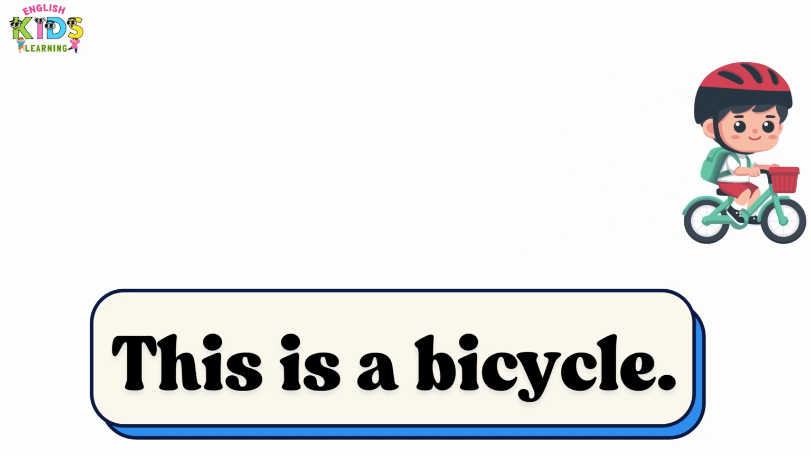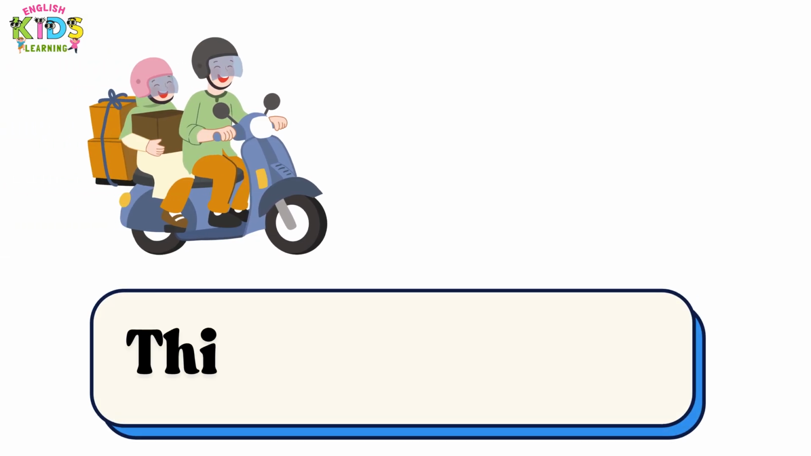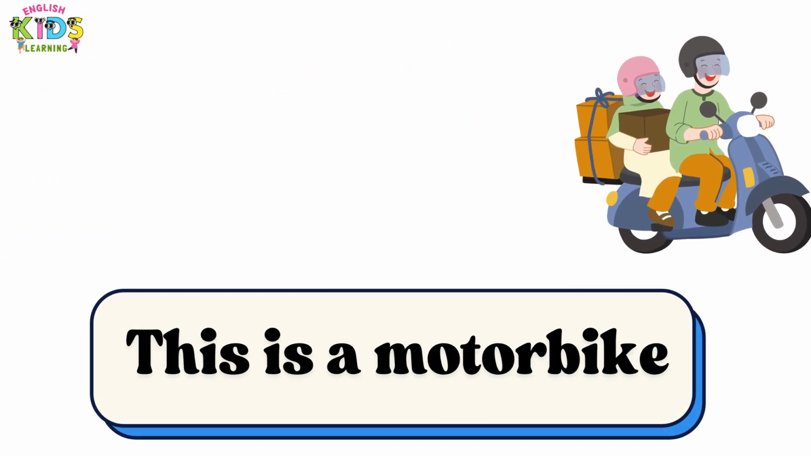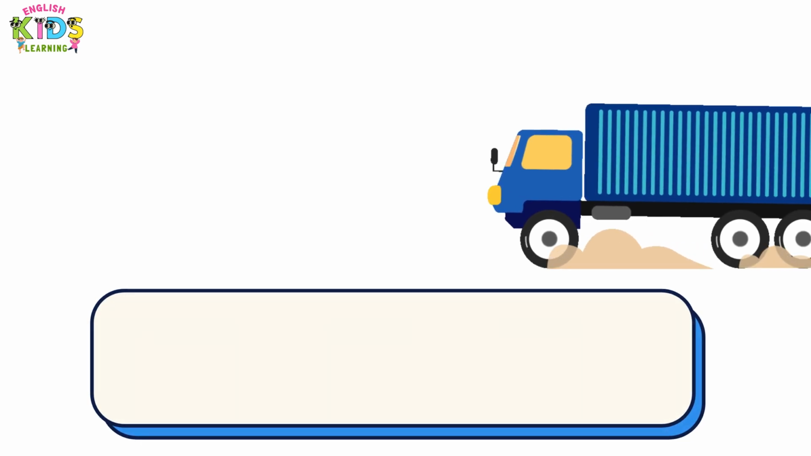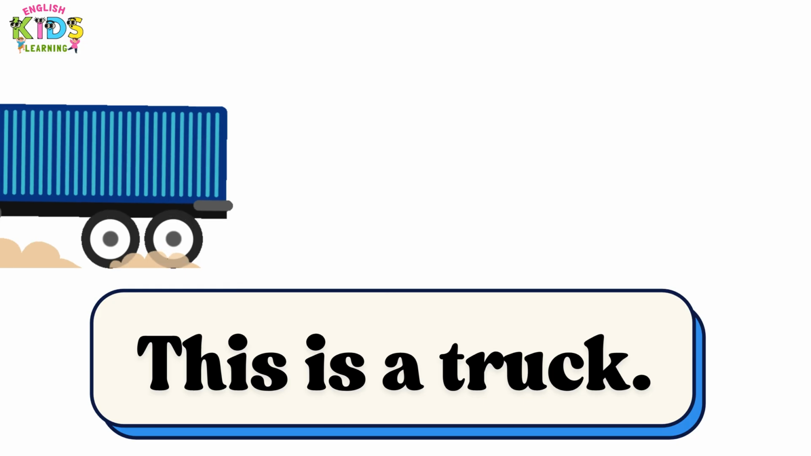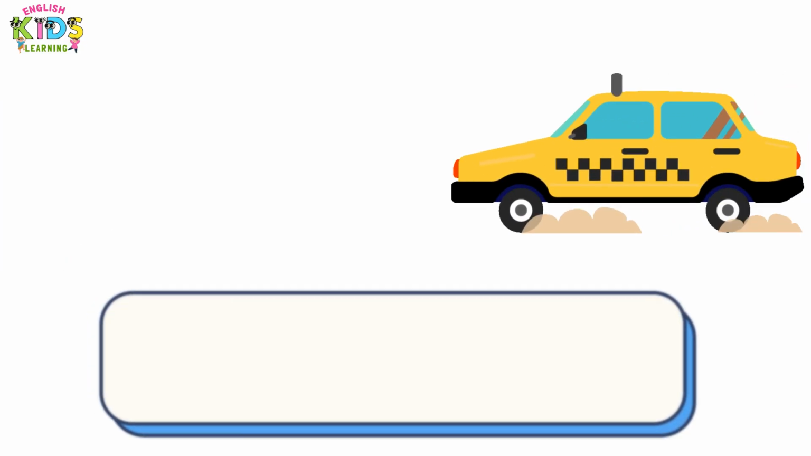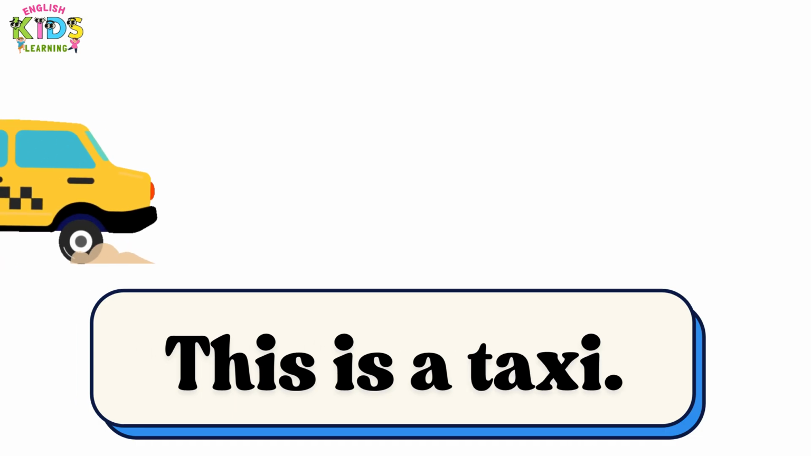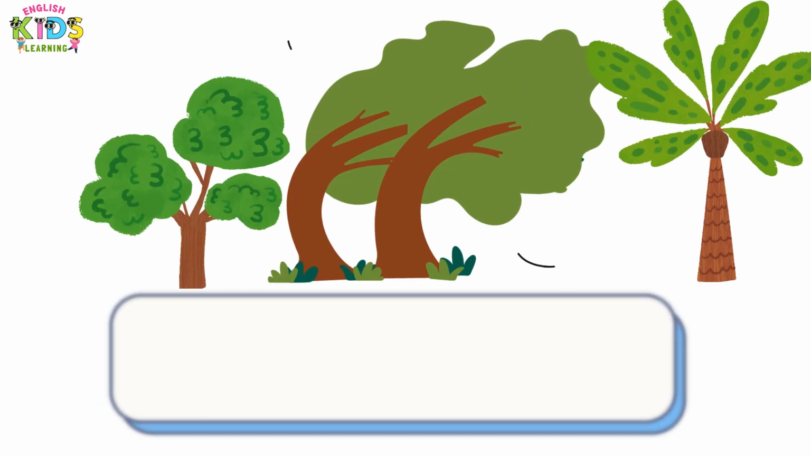This is a motorbike. This is a truck. This is a taxi. This is a tree.